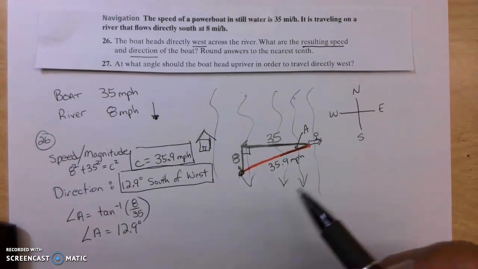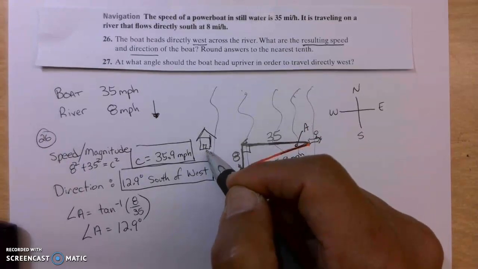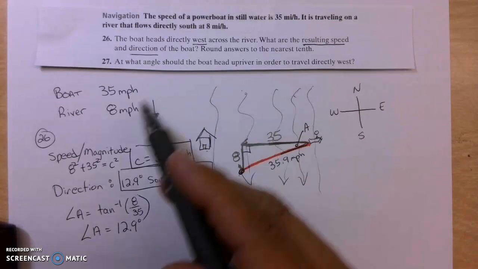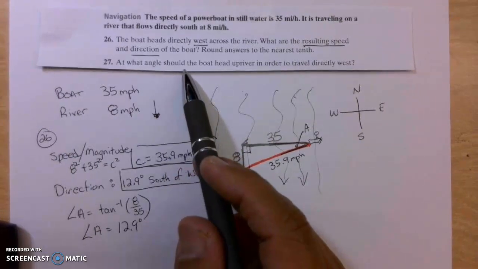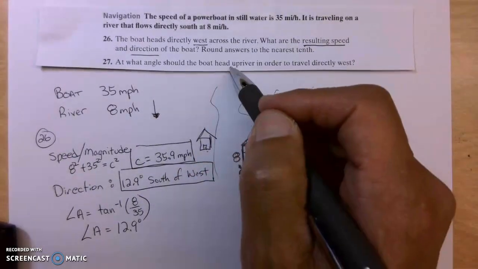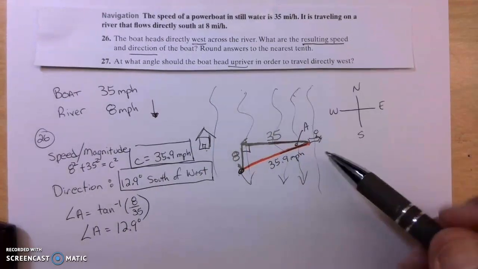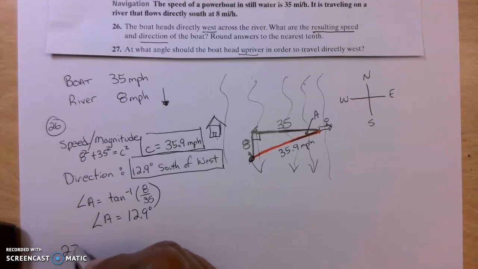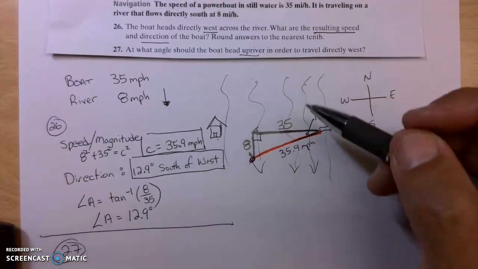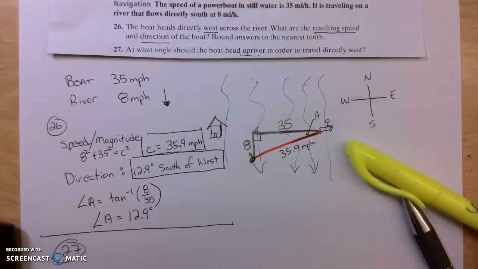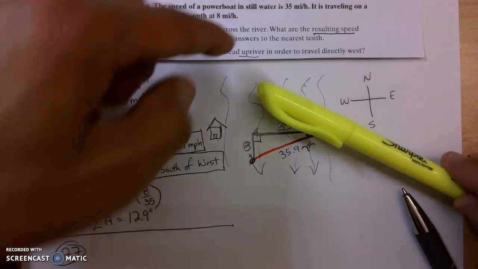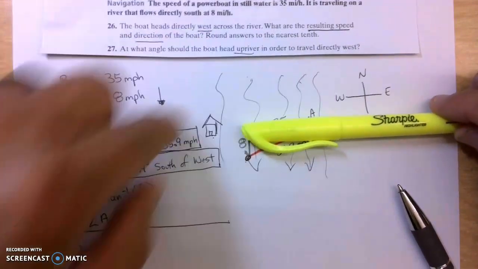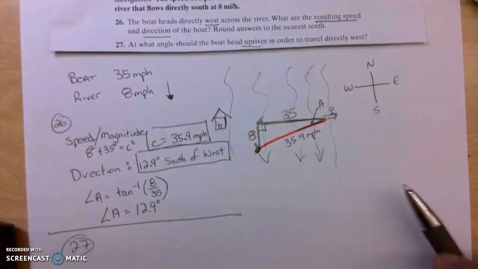Now 27. This is where he wants to end up, at this house. He's a little bit upset if he's not paying attention. So 27. At what angle should the boat head upriver in order to travel directly west? So if he starts here and he wants to get to this house, and we'll do 27 underneath here, he's going to have to steer his boat upwards. And then the current's going to push him down, and then hopefully he can adjust to a point where he gets to hit the house directly west.